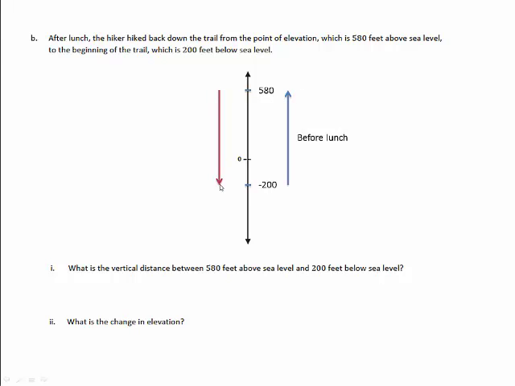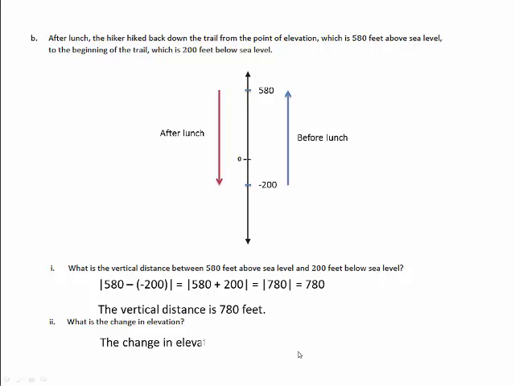It's a negative change. The distance he goes doesn't change, but the direction he goes does change. So before lunch, it's a positive change. After lunch, it's a negative change. But the distance itself, even if I change the order, 580 minus -200, 580 plus +200, is 780 feet. But the change in elevation is 780 feet down.